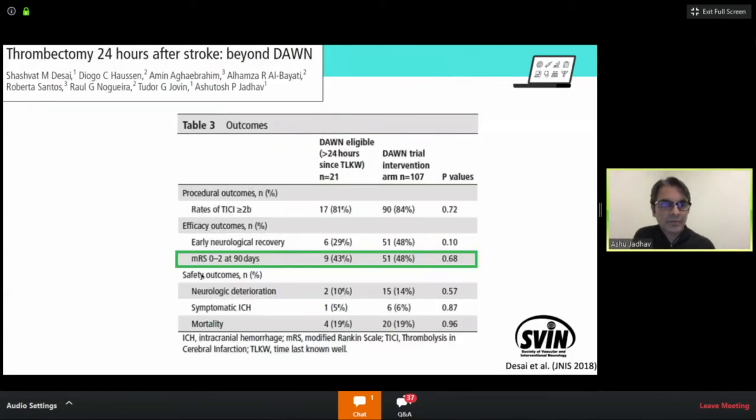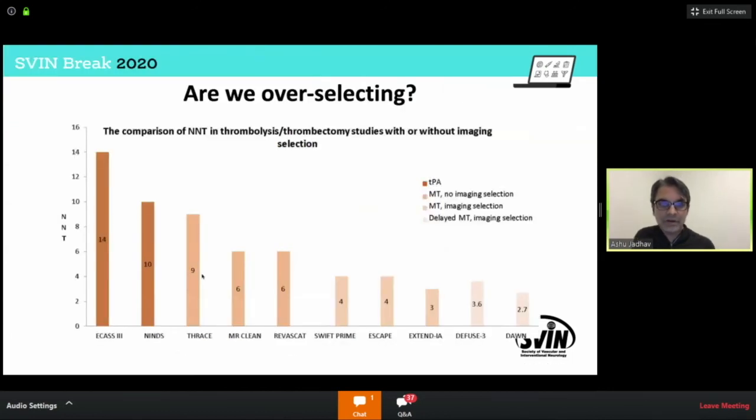And we've looked at this with other centers. This is a multi-center study where we looked at patients who underwent thrombectomy beyond 24 hours who otherwise met Dawn criteria. And you can see the good outcomes in those patients. The small number of patients is about 0.6% of the population at our comprehensive stroke center. But you can see here that the good outcomes are 43% versus the 48% good outcomes in the treatment arm of Dawn. So really, time should not be an exclusion criterion if patients otherwise meet criteria for thrombectomy.